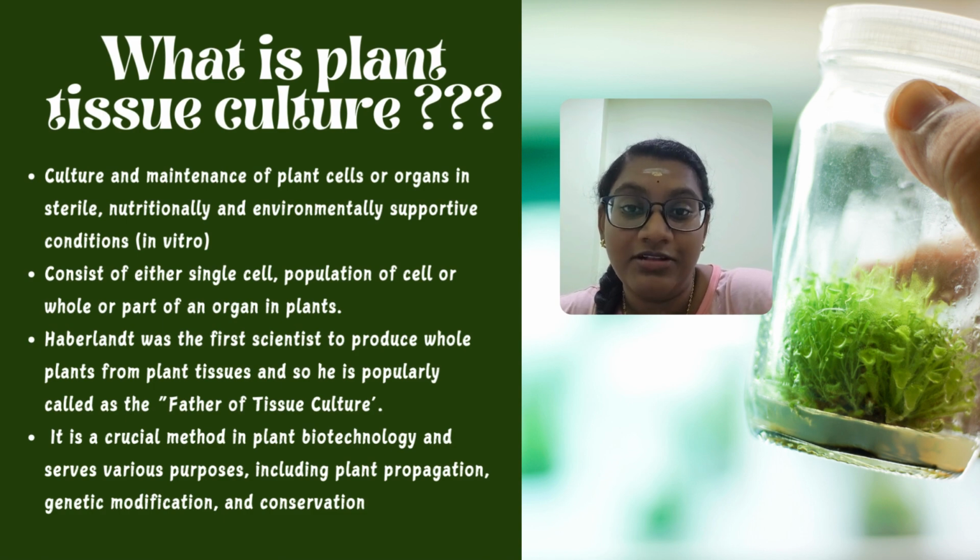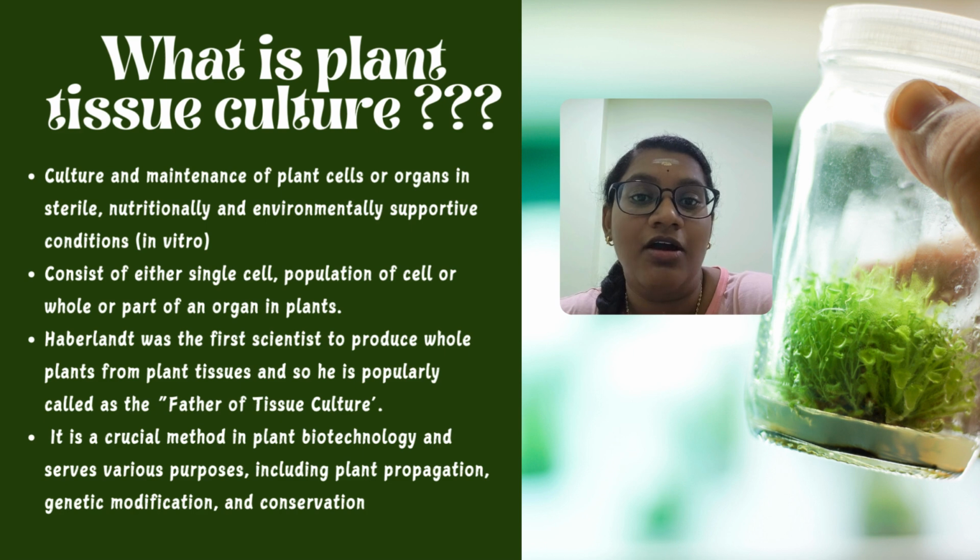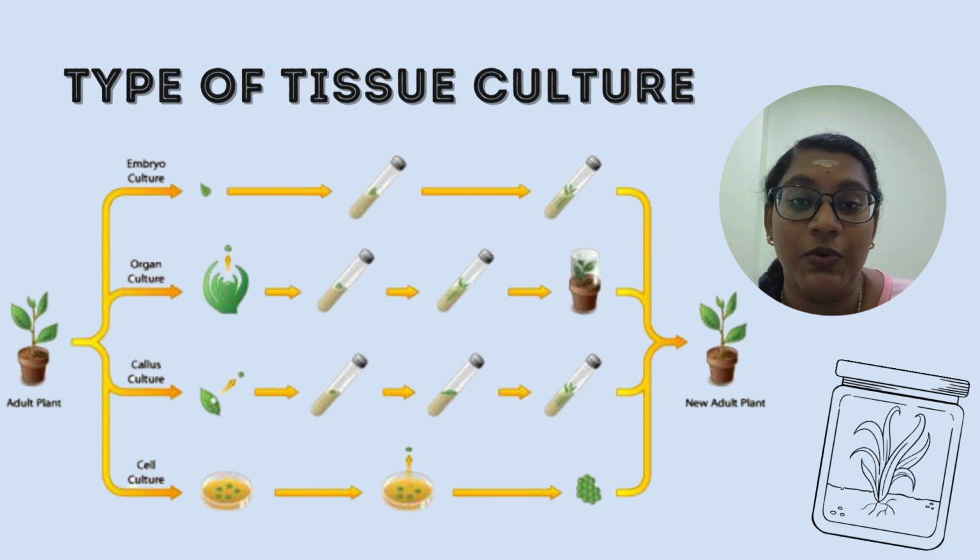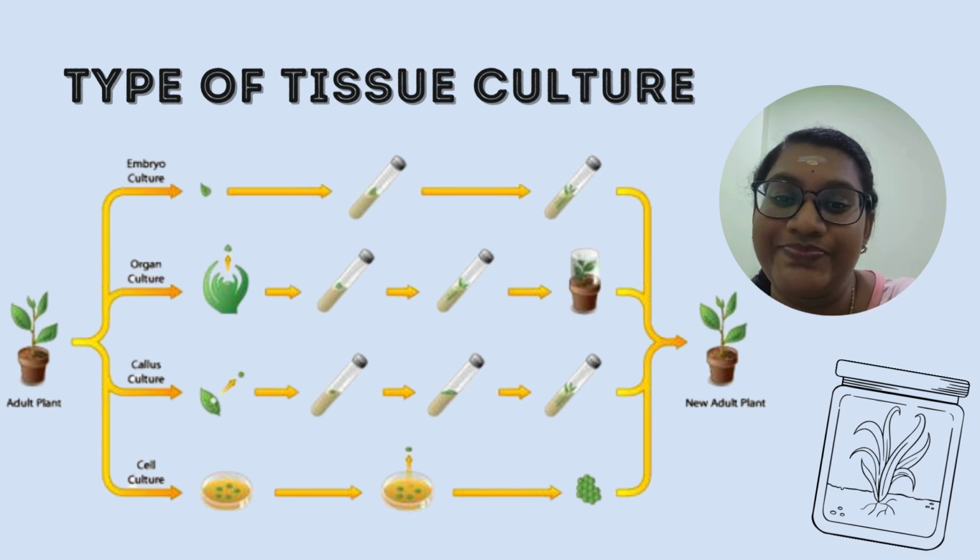So first, what is plant tissue culture? Plant tissue culture is a collection of techniques used to maintain or grow plant cells, tissues or organs under a sterile condition on a neutral culture medium. It is a crucial method in plant biotechnology and serves various purposes, including plant propagation, genetic modification and conservation. Haberlandt was the first scientist to produce whole plants from plant tissues, and so he is popularly called the father of tissue culture too. There are various types of plant tissue culture, such as embryo culture, organ culture, callus culture and cell culture.